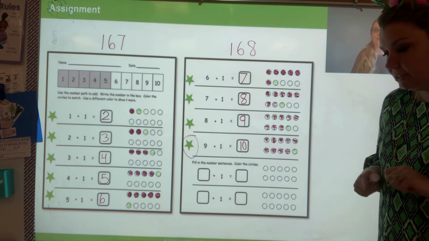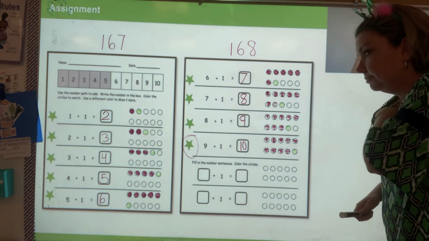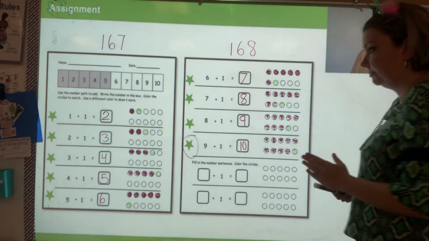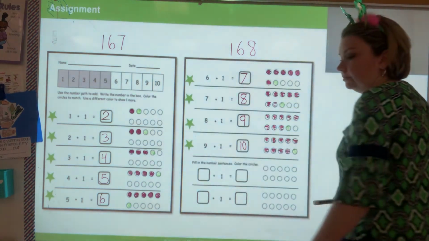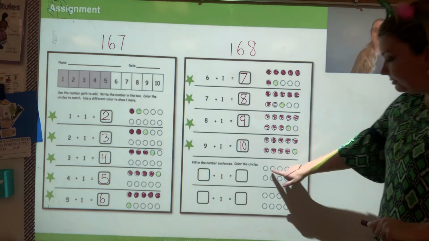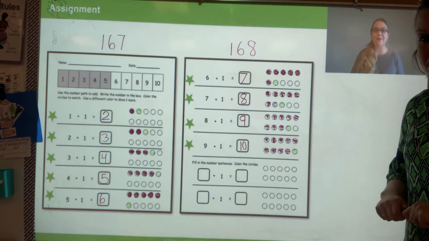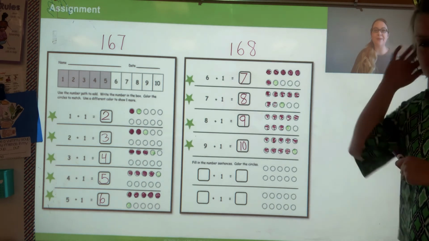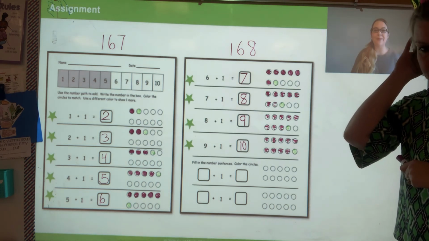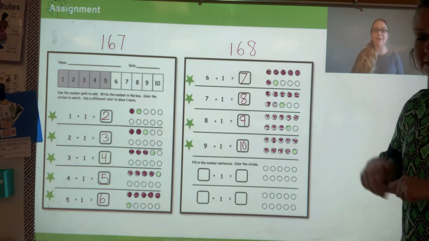Nicole, what's your question? Can I do 9 plus 1 equals 10? Yes, but you have to show it also with your coloring. That's good. Good. Excellent.